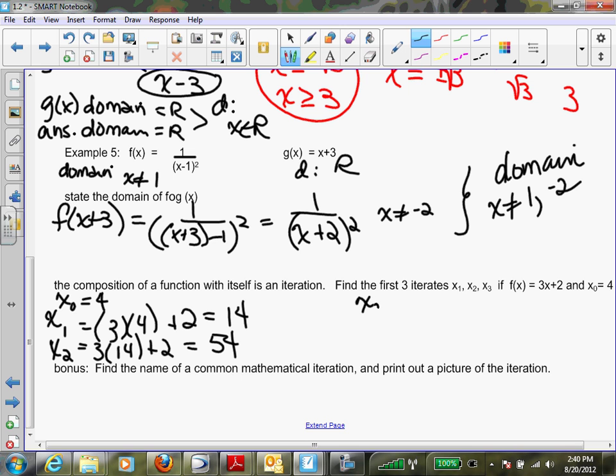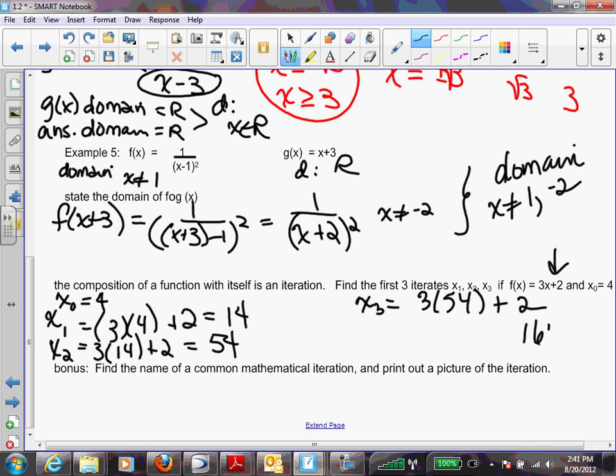What's x sub 3 going to be? 3 times 54 plus 2. Because I keep putting it into that 3x plus 2. I'm just taking my answer and putting it in. Taking that answer, putting it back in. And so what is that? 152, 162, 164, if my math's right.